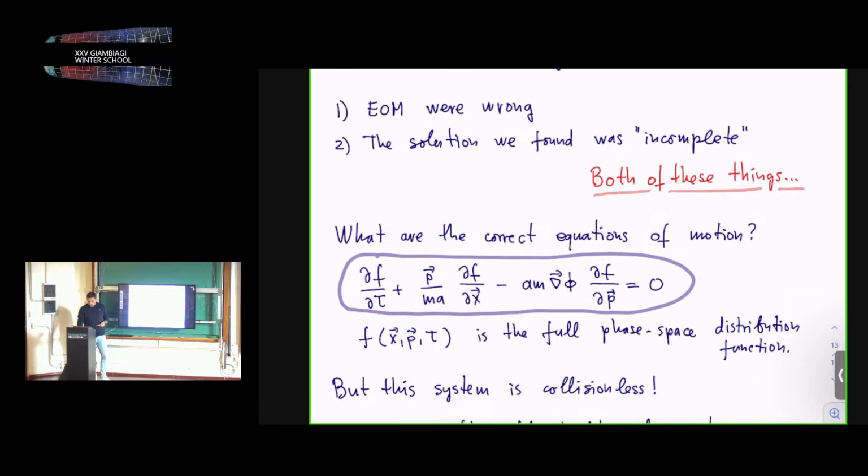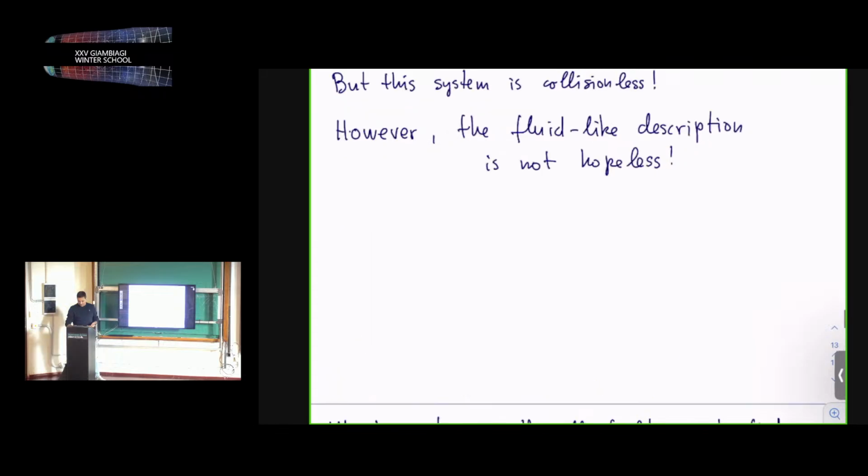Since I'm running out of time, I don't know if I will be able to, and I don't know what is the best strategy, but let me tell you what is the intuition for why eventually some fluid-like description is not hopeless, and actually we can do it. And there are basically two reasons for why dark matter, at the end of the day, will have a fluid-like description, just not the one that we were using at the beginning of these lectures.